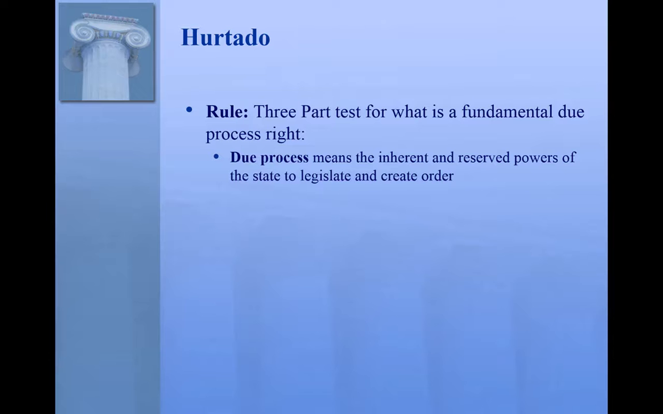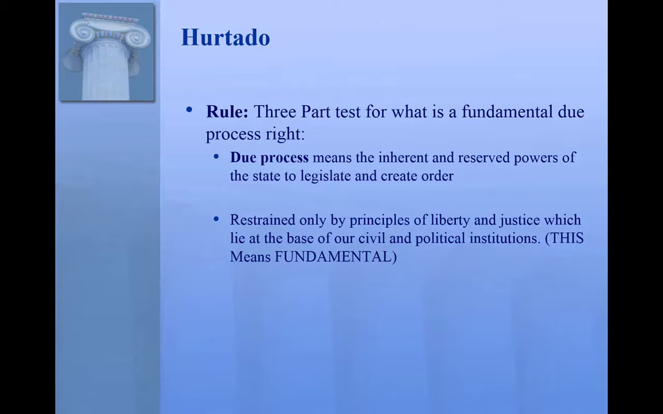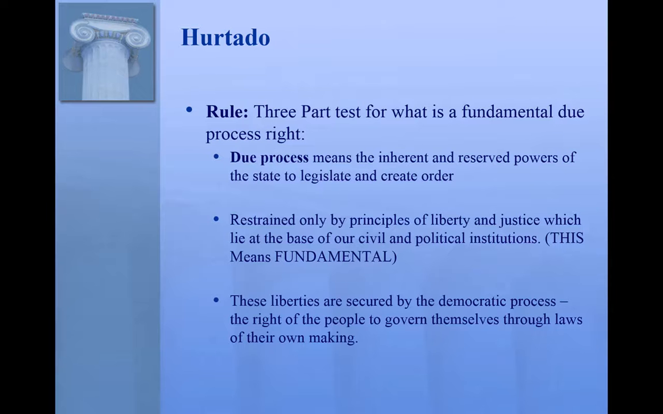First of all, the court says due process means the inherent and reserved power of the states to legislate and create order. This reserved power to legislate and create order is restrained only by principles of liberty and justice, which lie at the base of our civil and political institutions. And by that, when the court uses that phrase, it means a fundamental right. Fundamental rights are principles of liberty and justice which lie at the base of our civil and political institutions, meaning this wouldn't be a free society without them. The third part is that these liberties are secured by the democratic process, by the right of the people to govern themselves through laws of their own making.